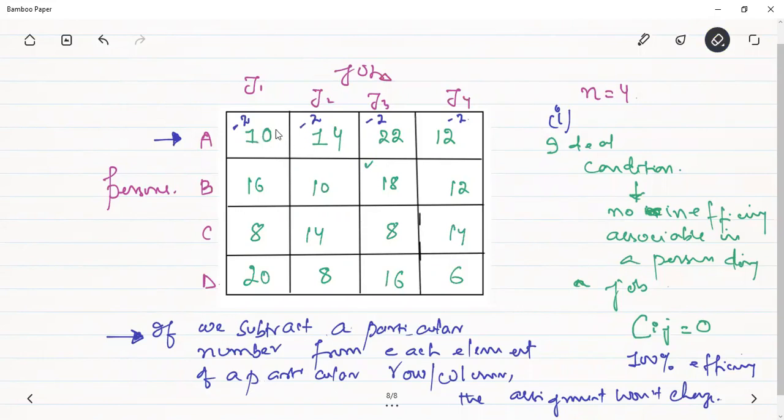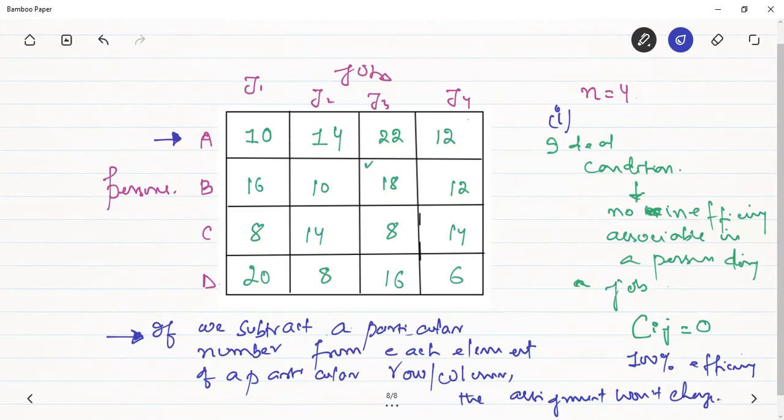I have just subtracted 2 from each element of that row. Obviously, subtraction or addition of a number to each of these entries won't change the assignment. यही मैंने यहाँ पे लिखा. If we subtract a particular number from each element of a particular row or column, the assignment won't change. This is the second step which I have written here.